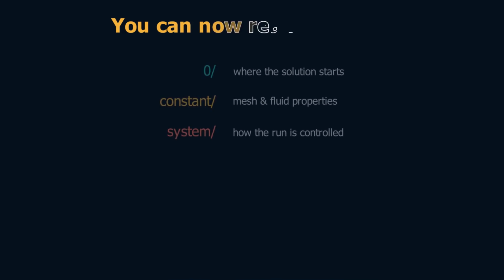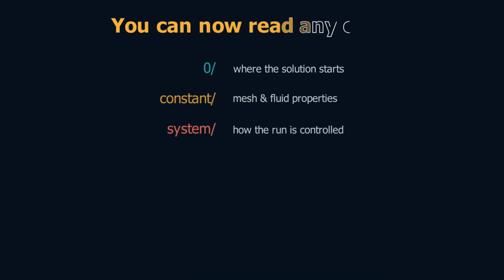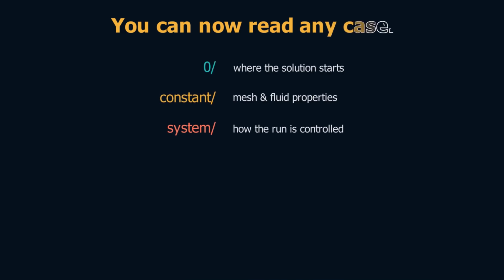That's the whole anatomy. 0, where the solution starts. Constant, the mesh and fluid properties. System, how the run is controlled. You've seen that the mesh lives in constant. Next episode we build one ourselves with blockMesh, hex blocks, vertices, grading, and then deliberately break it to see what matters.